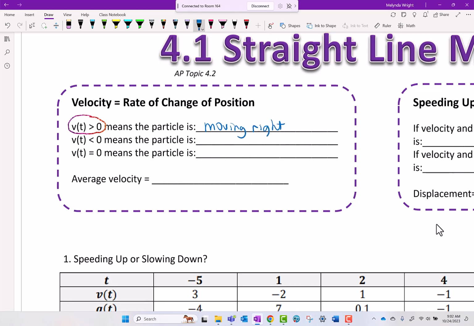With particle motion, we're talking about a straight line, like moving left and right. Now, in other contexts, if velocity is positive, maybe the context is an airplane or a hot air balloon. That would be going up. But in the context that we're talking about with straight line motion, we're just talking about right-left motion. So if velocity is negative, that means the particle is moving left. And if velocity is 0, that means the particle is stopped.